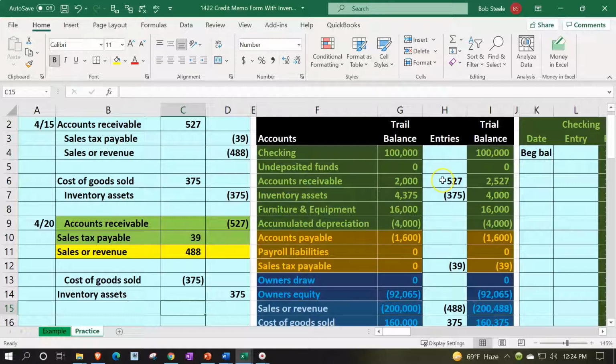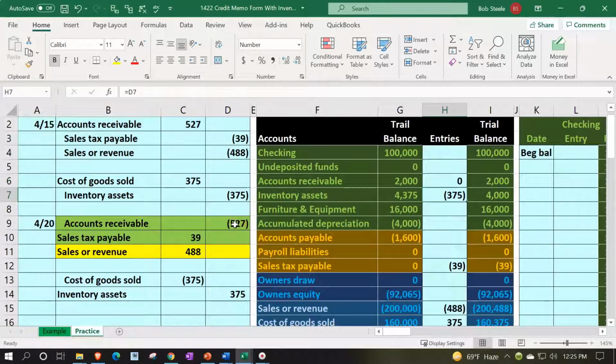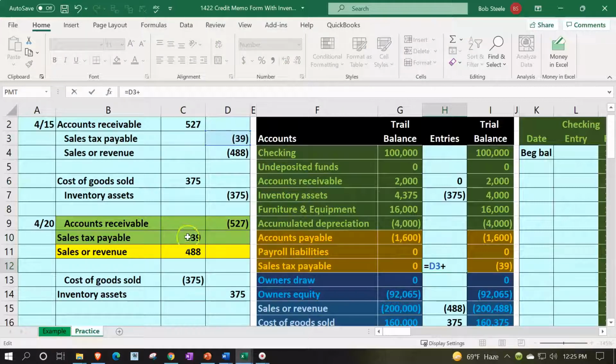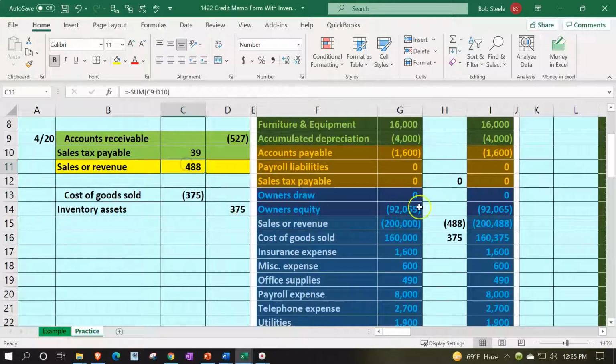So I'm going to double click on the accounts receivable, go to the end of it, say plus, and then we're going to point to that 527, reversing it, taking it back down to the original point because we reversed it out. The sales tax is going to reverse out right here, double clicking on it, going to say plus, and then go to that 39, reversing it out. And then we could post this one here, reversing the sales. And that's what you would do.